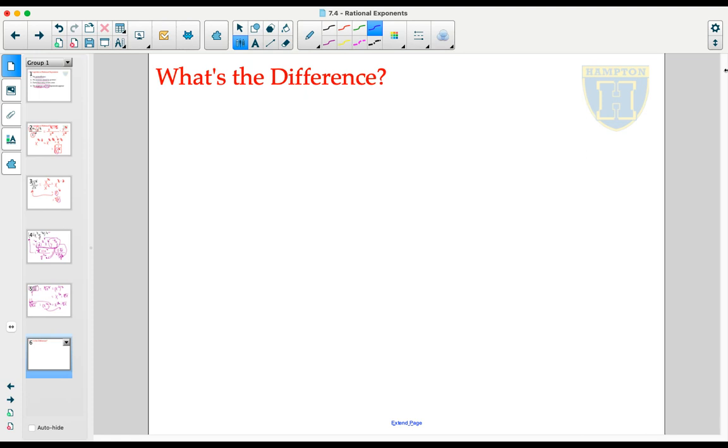As we get into the simplification of more complicated expressions involving rational exponents, it's worth taking a moment to pause and consider an important distinction that was made in Algebra 1 that reappears here in this lesson. The distinction that I'm talking about is the difference between this expression and an expression that looks like this.